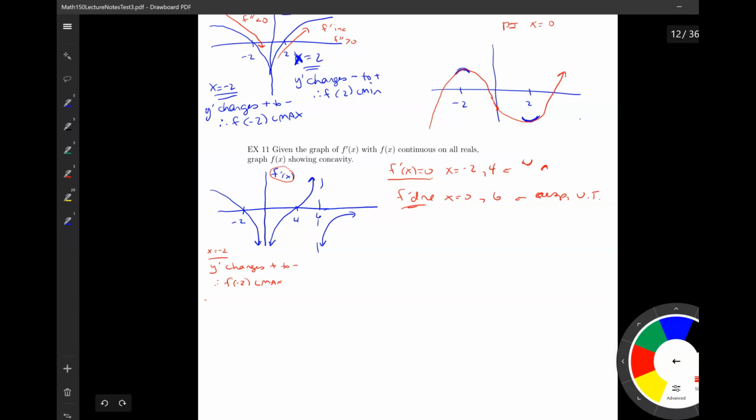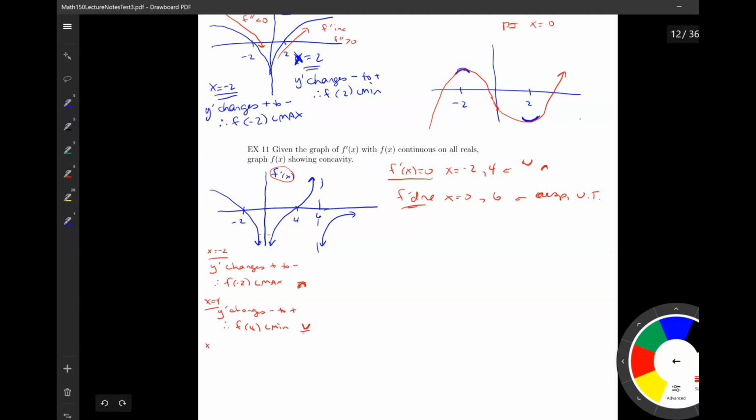At x equals 0, the derivative is not changing sign. It's negative, so nothing has happened. How about at 4? At x equals 4, y prime changes from negative to positive, so therefore f of 4 must be a local min. So this one is a local max with slope 0, a nice graph like this. This is a local min with slope 0, so the bottom of a parabola.